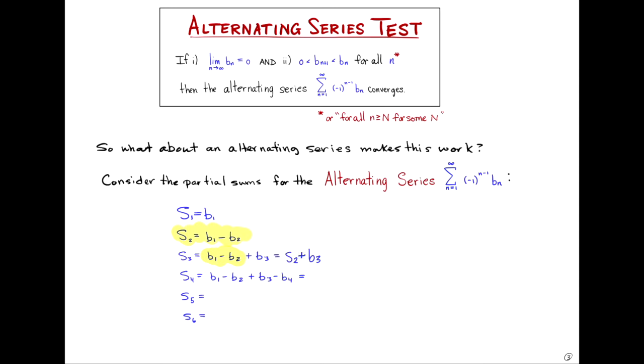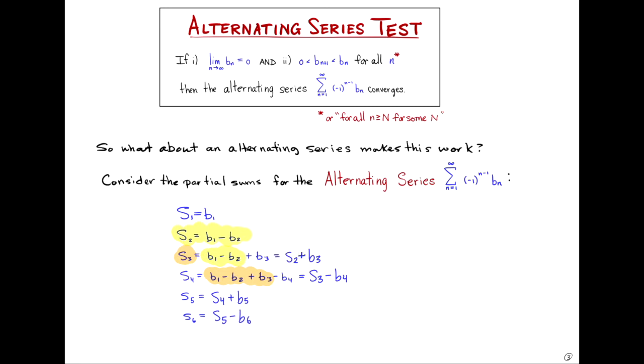For s sub 4, the sum of the first four terms is equal to s sub 3 minus b sub 4. In this shortcut method, this pattern continues. S sub 5 is equal to s sub 4 plus b sub 5. S sub 6 is equal to s sub 5 minus b sub 6.